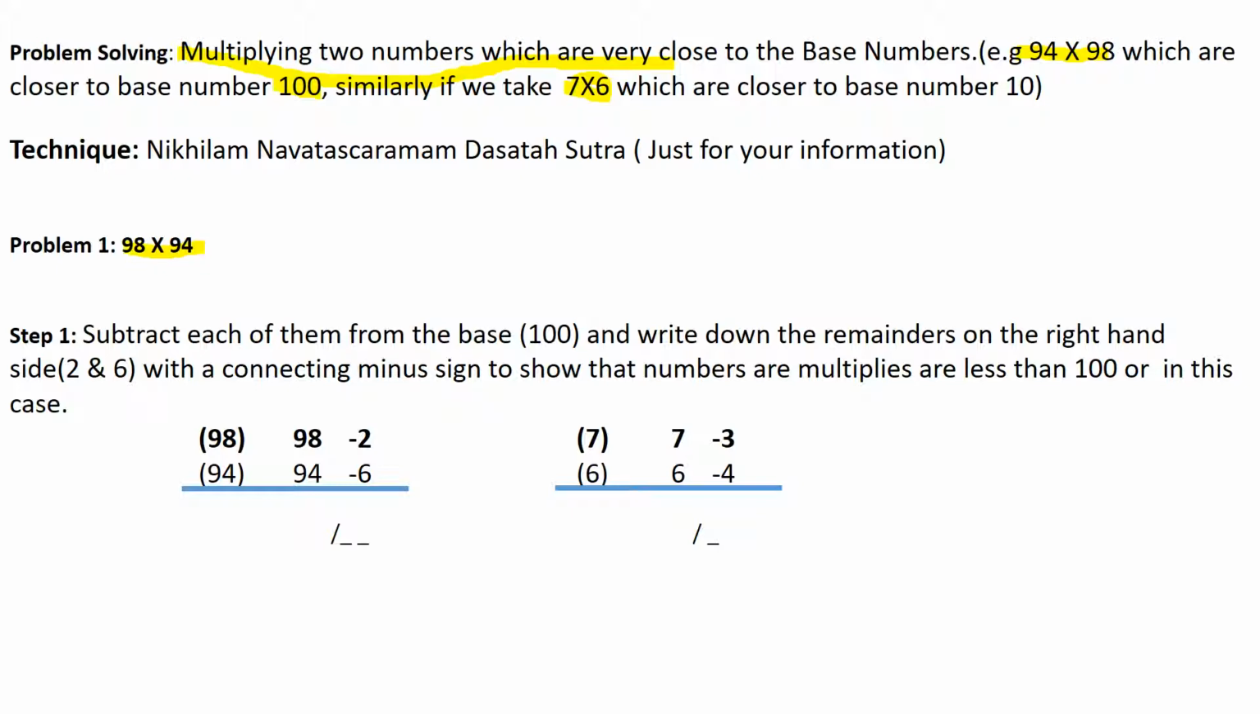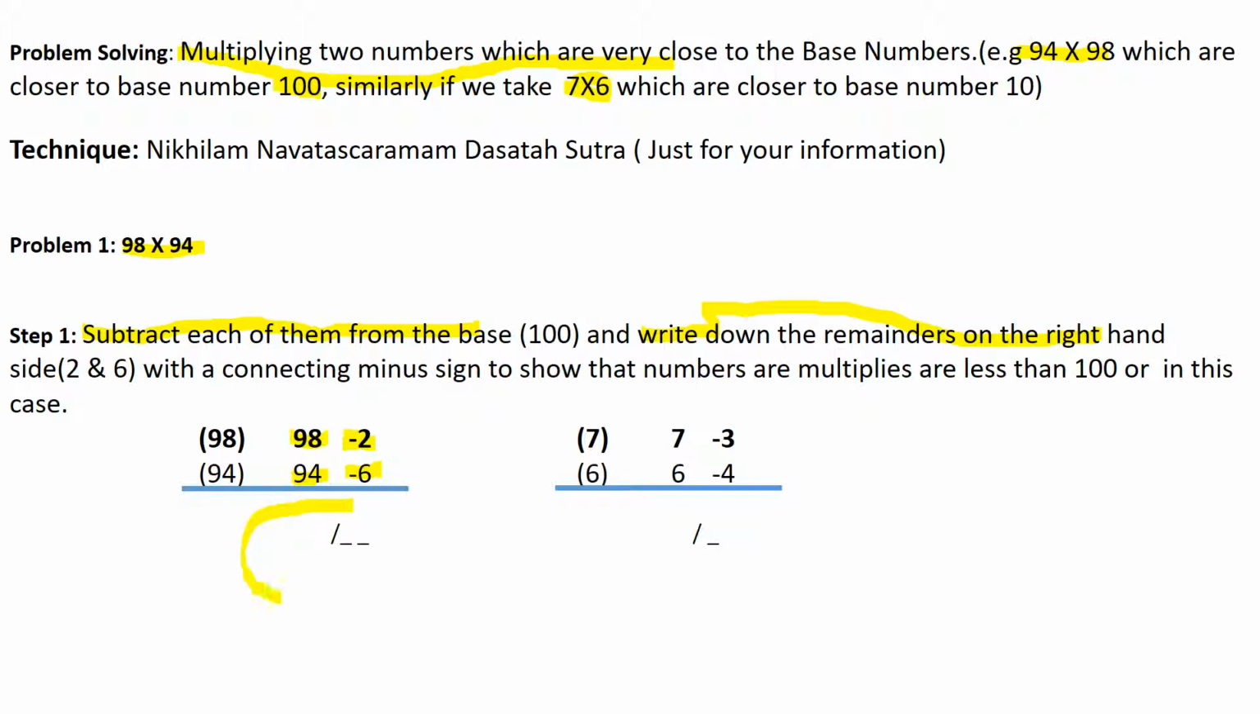So let us start solving the problem. 98 multiplied by 94. What is step 1? We'll go step by step here. In step 1, subtract each of them from the base number and note down the remainders on the right hand side. I first noted down 98 multiplied by 94 here, and to the right hand side I do 100 minus 2 is 98, where 100 is the base number. So minus 2 I have noted down to the right of 98. For 94, 100 minus 6, so minus 6 I have noted down to the right hand side.